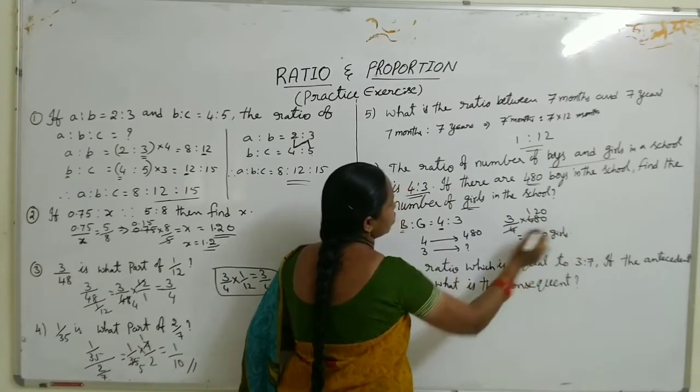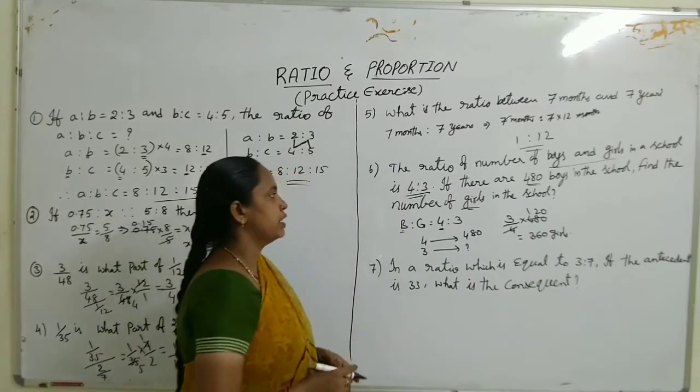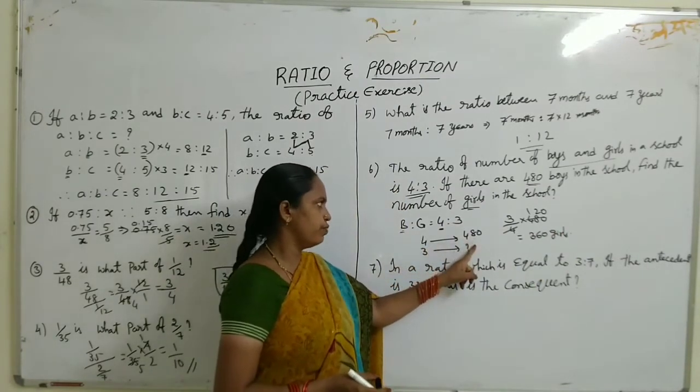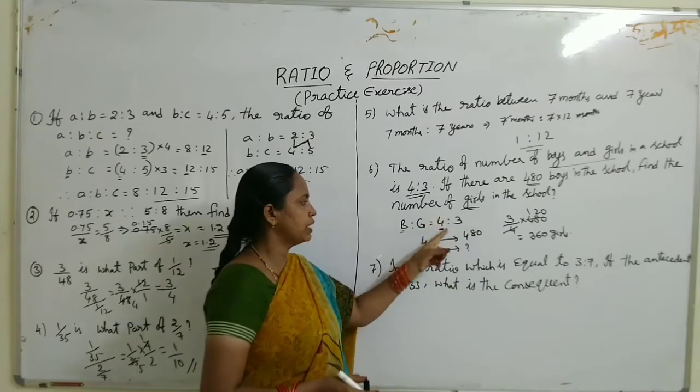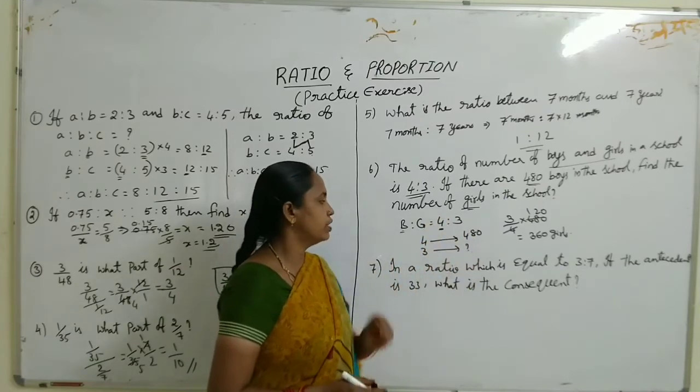In case, in this question, if the total number of students is asked, it means 4 units is 480, and the total number means 4 plus 3. This is the value of 7 units.